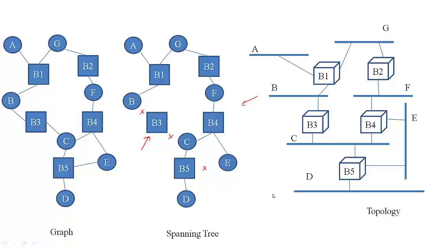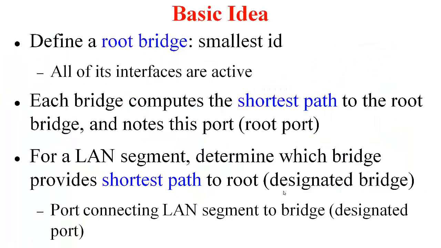Before I get into the rules, if I utter the word tree as computer scientists, what comes into your head? I hope it is not fruits. Leaves are okay, but I guess what I was getting at is root. So a tree is typically centered at a root. So here, to determine the spanning tree, we define a root bridge. A root bridge is a bridge with the smallest ID. And for this root bridge, all of its interfaces are activated.